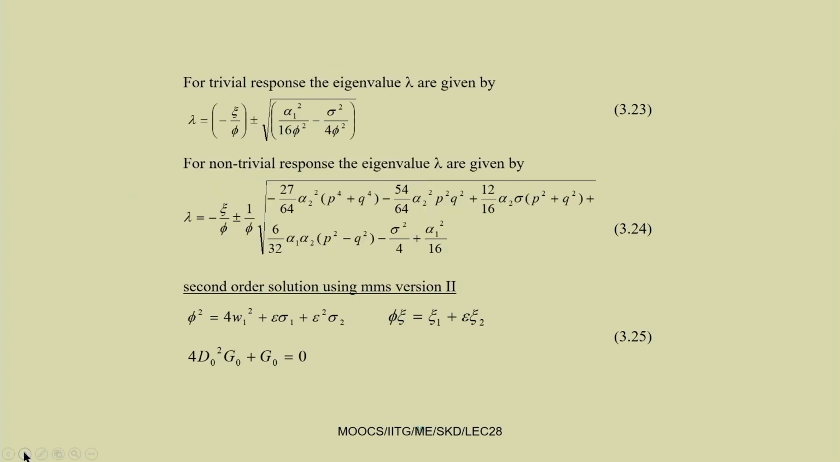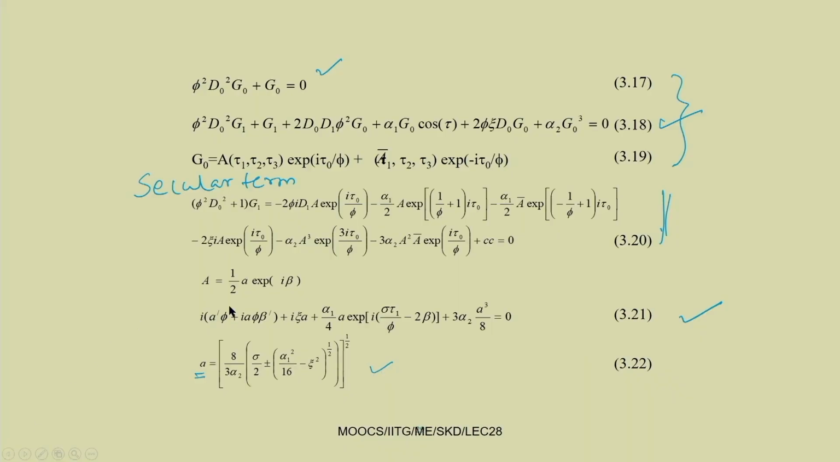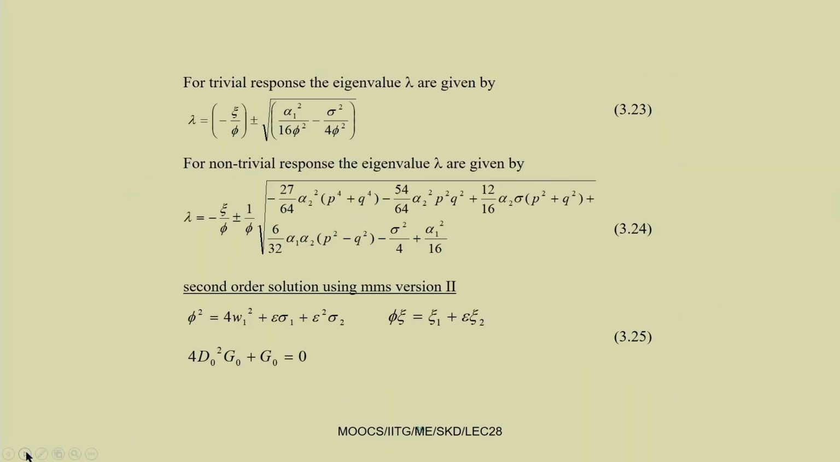For the trivial response, we can find the eigenvalue. We can find the Jacobian matrix by perturbing these two equations. After finding the Jacobian matrix, we can check whether the system is stable or not by finding the eigenvalues. Here the eigenvalue can be written in this form, and for the non-trivial branch the eigenvalue can be written in this form. Actually, we make the determinant of A minus lambda I equal to 0 to find the eigenvalues. So, this way you can do the first order.